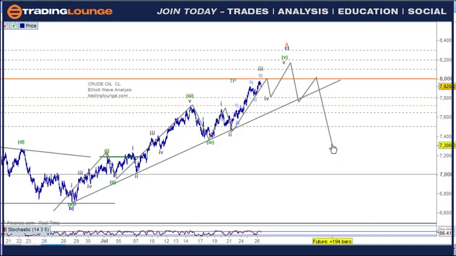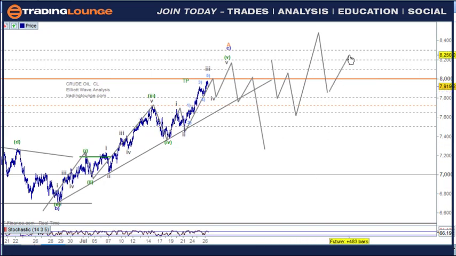quite deeply into the 50-60%. The other one is that we pull back as another wave 4 here, and then we have another high to come in here, and then we have another correction in here. So I'll explain that in a moment.